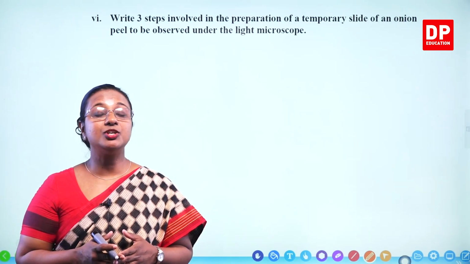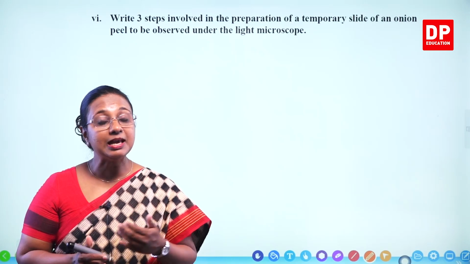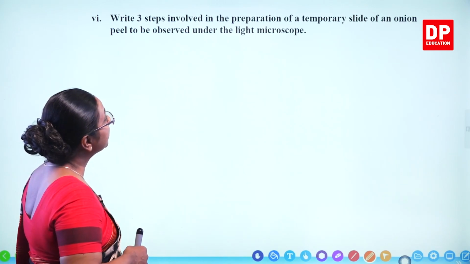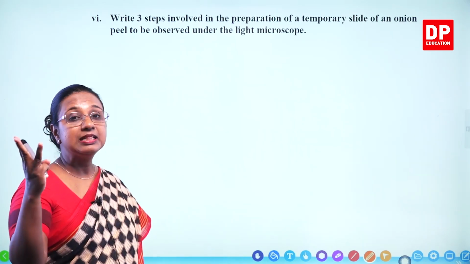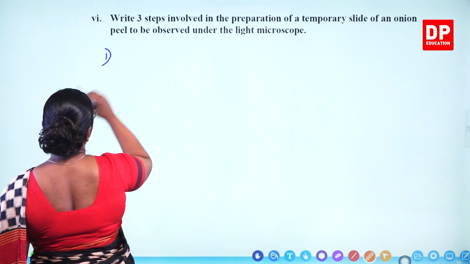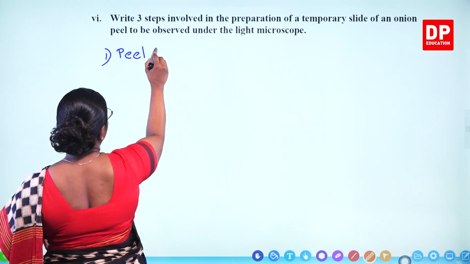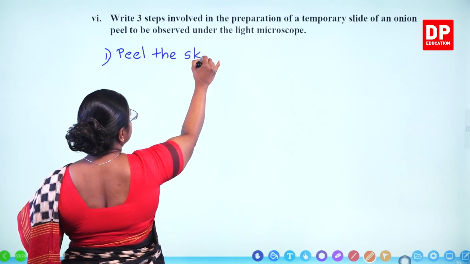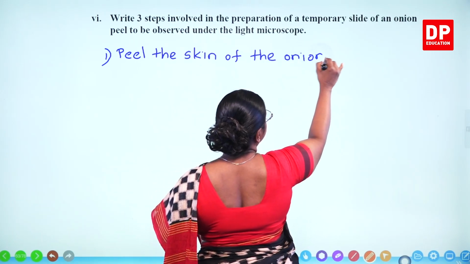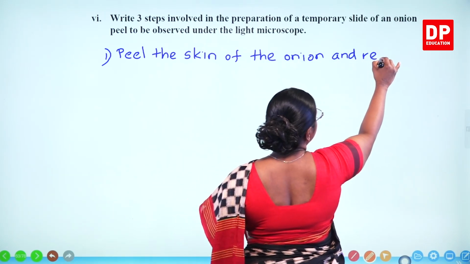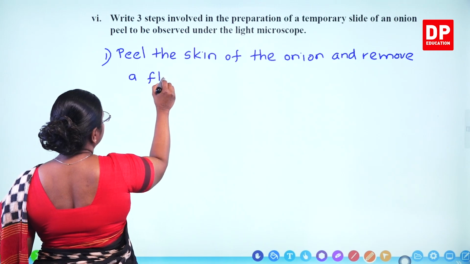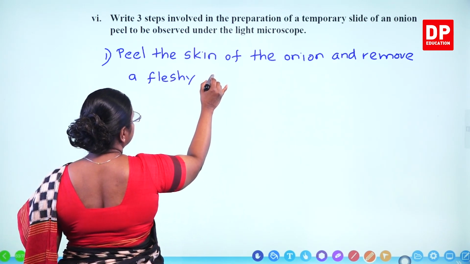And what is the name given to that slide? We call it the temporary slide. So we need to write down the preparation of a temporary slide in 3 steps. So the first step, I will say, peel the skin of the onion and remove a fleshy part.